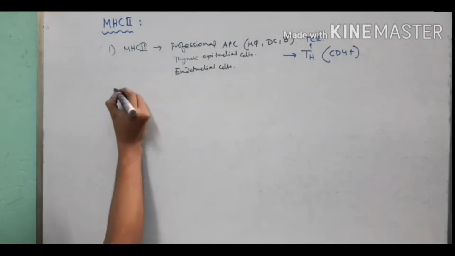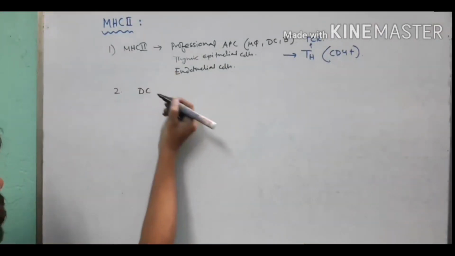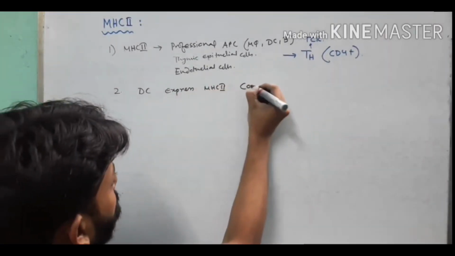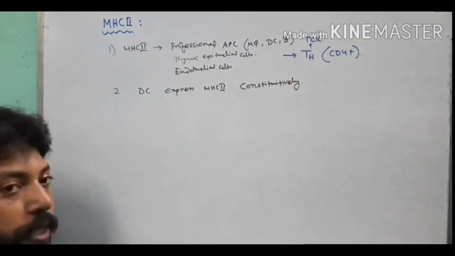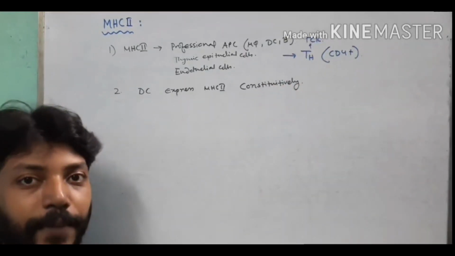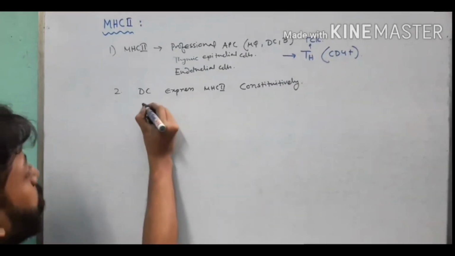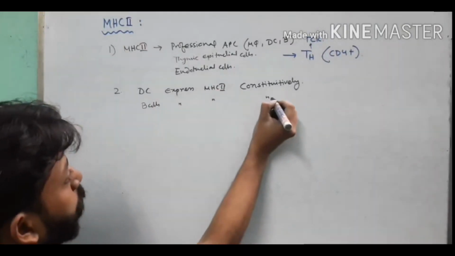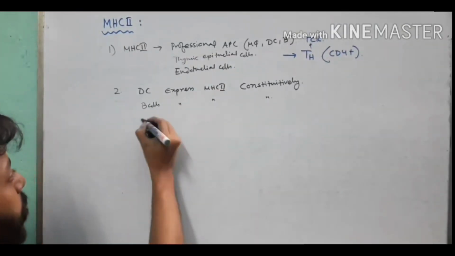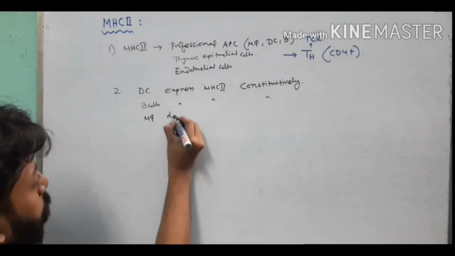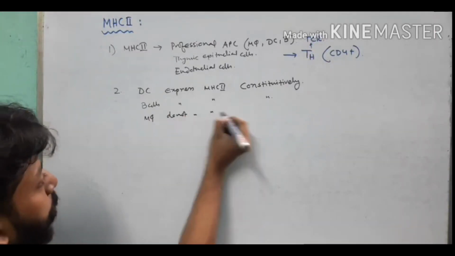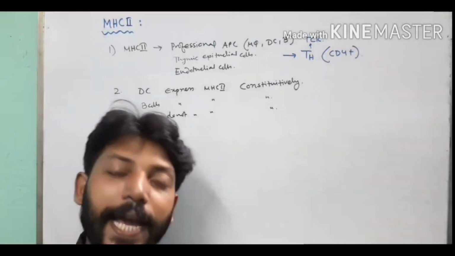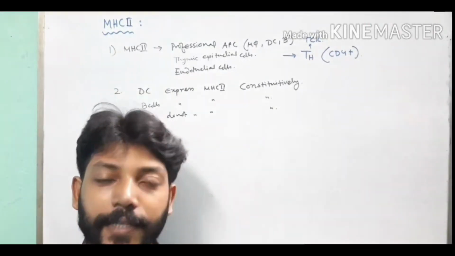The second point is dendritic cell express MHC2 molecule constitutively. It means dendritic cells express class II MHC molecule all the time. B cells also express class II MHC molecule constitutively, but macrophage do not express MHC2 molecules constitutively. It means only when macrophage get activated, it expresses class II MHC molecule.